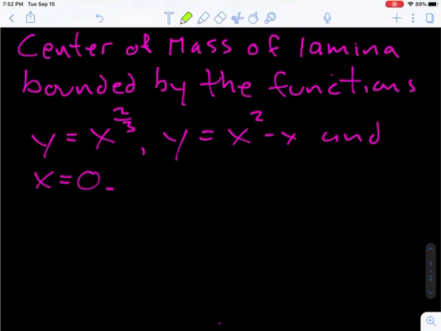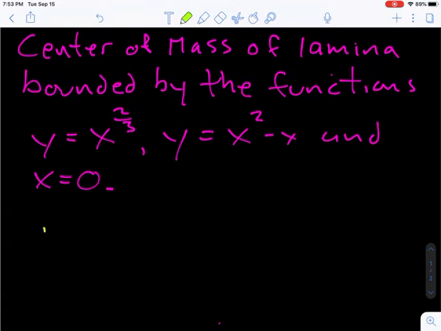In this video, I'm going to find the center of mass of a lamina bounded by the functions y equals x to the 2/3, y equals x squared minus x, and the line x equals 0. So there's a lot of formulas for doing this. First of all, let's write down some of the formulas.